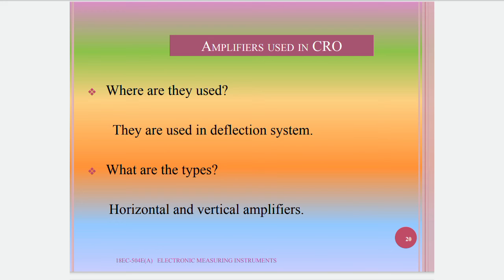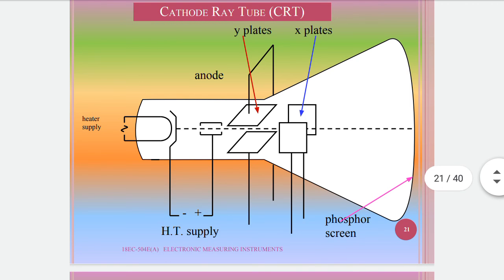So the amplifiers used in CRO are horizontal deflection amplifiers and vertical deflection amplifiers. Here you can see these horizontal deflection amplifiers and vertical deflection amplifiers are connected to the X plates and Y plates. In the CRT, we can see here Y plates are mounted vertically and X plates are mounted horizontally.